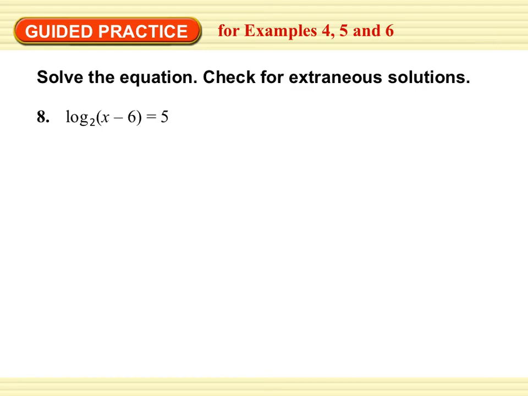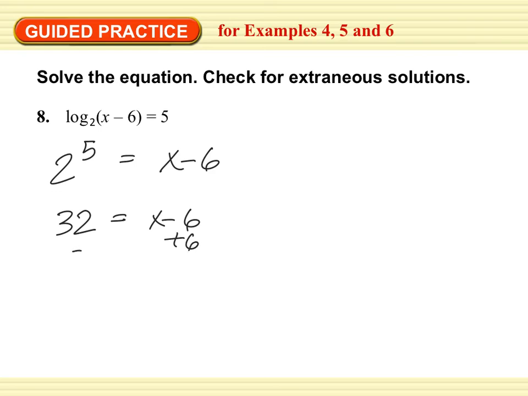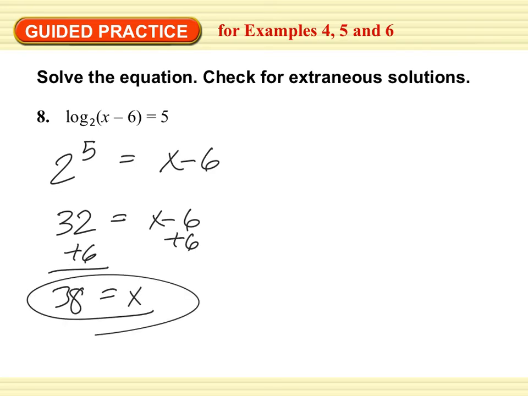Another one, log base 2 of x minus 6 equals 5. I'm going to put this into exponential form. 2 to the 5th power equals x minus 6. What is 2 to the 5th power? 2 raised to the 5th power is 32. x minus 6 plus 6, I get 38. Cool.